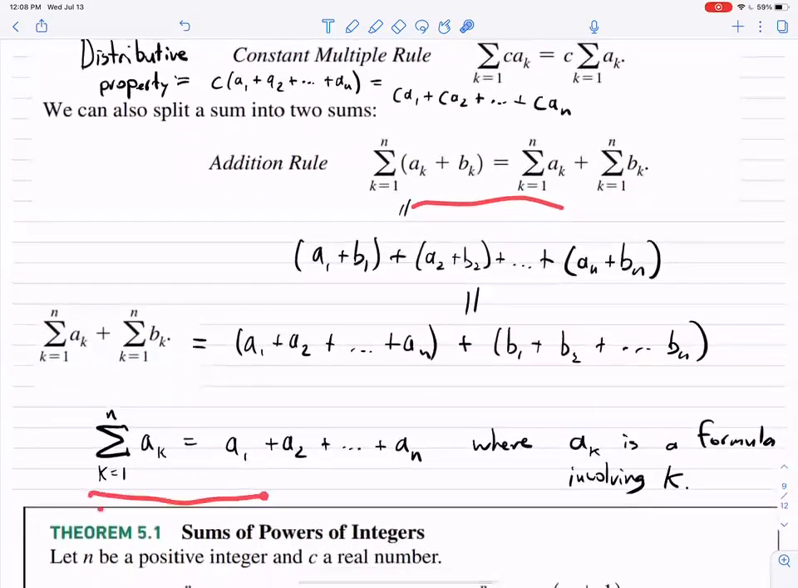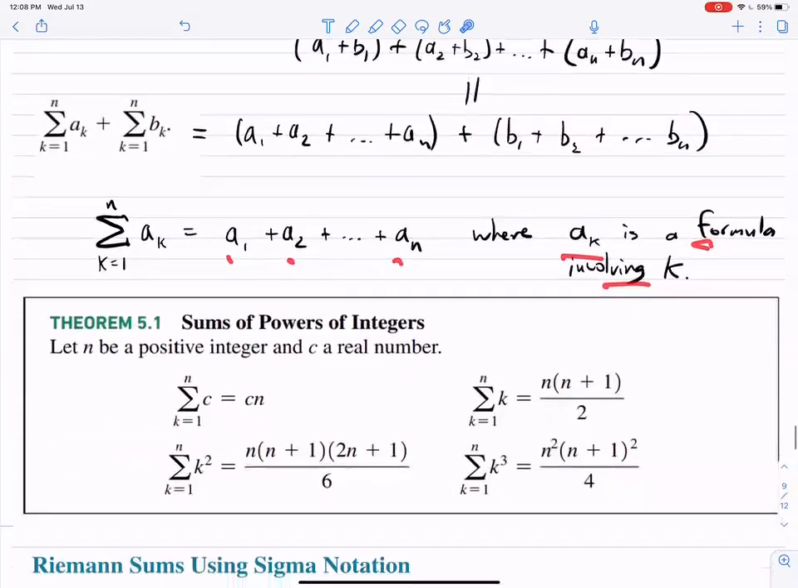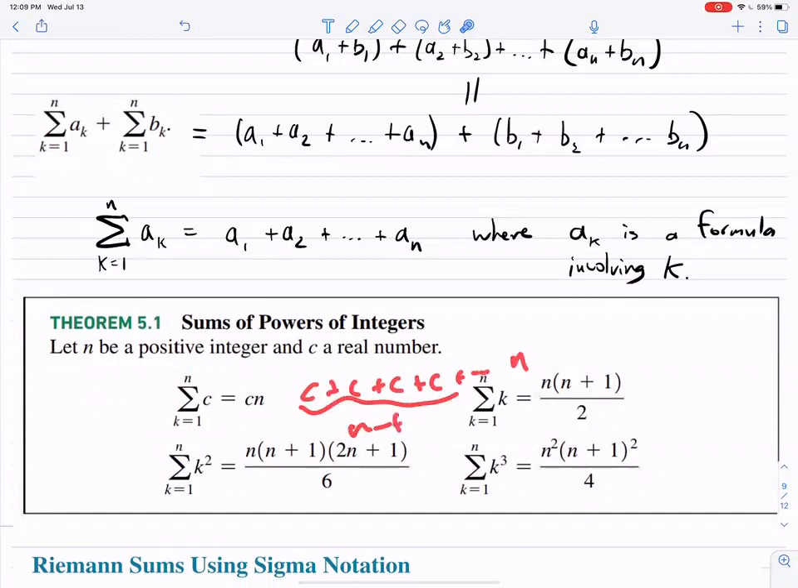Generally this is how we should think about sigma notation from k equals 1 to n. It's a1, a2, all the way to an, where ak is a formula involving k. And these are really important formulas that you'll need for basic ones. The sum of c, where c is a constant, is just c times n, because it will be c plus c plus c plus c, n times. And so that's why it's c times n.